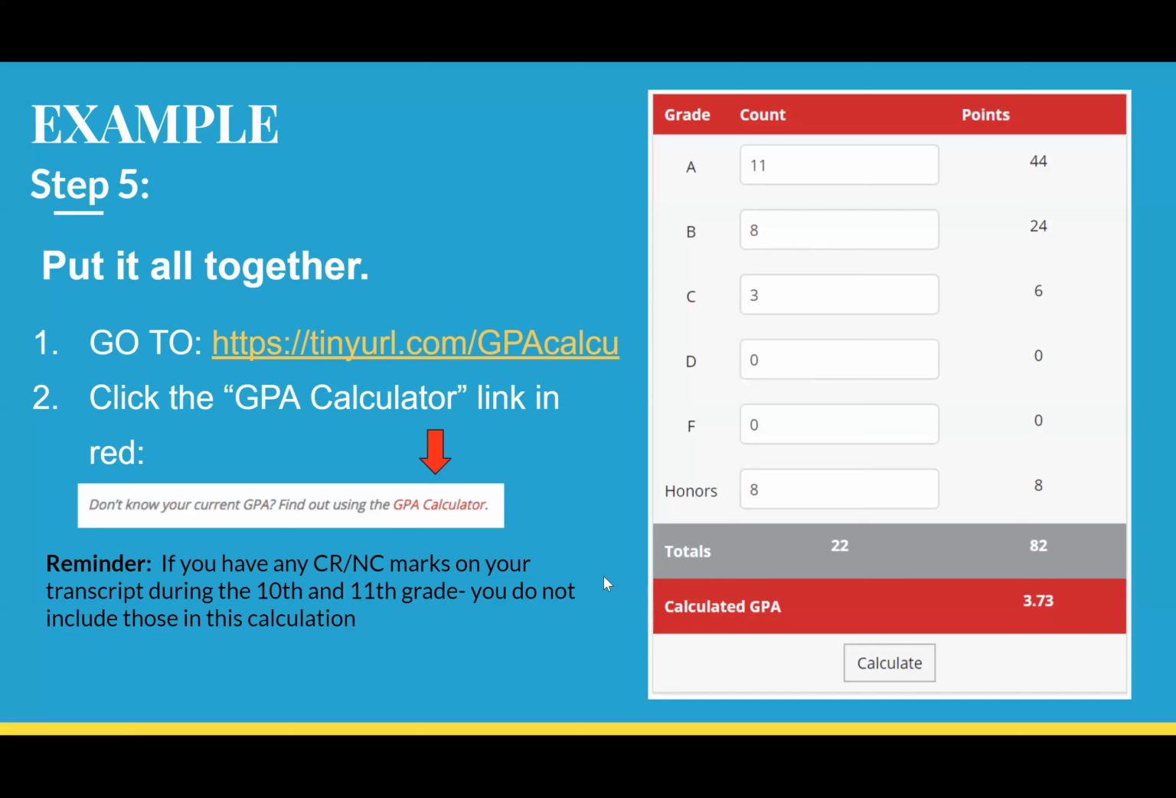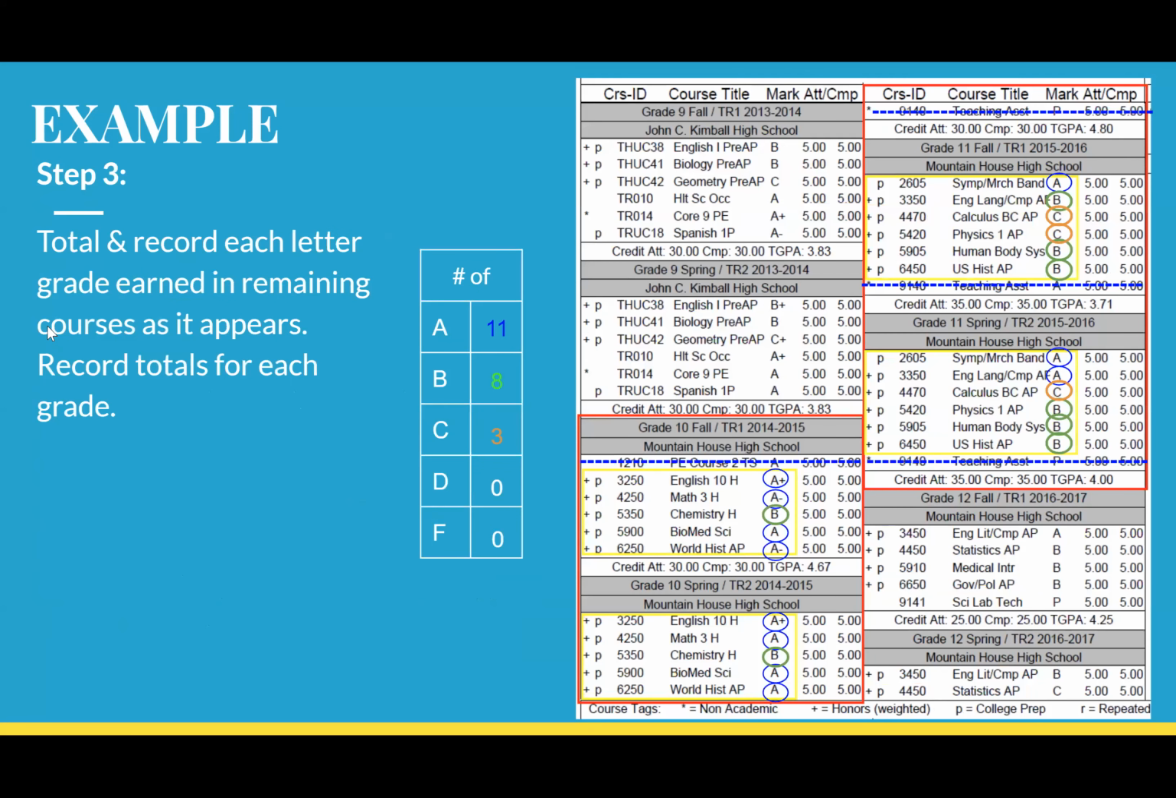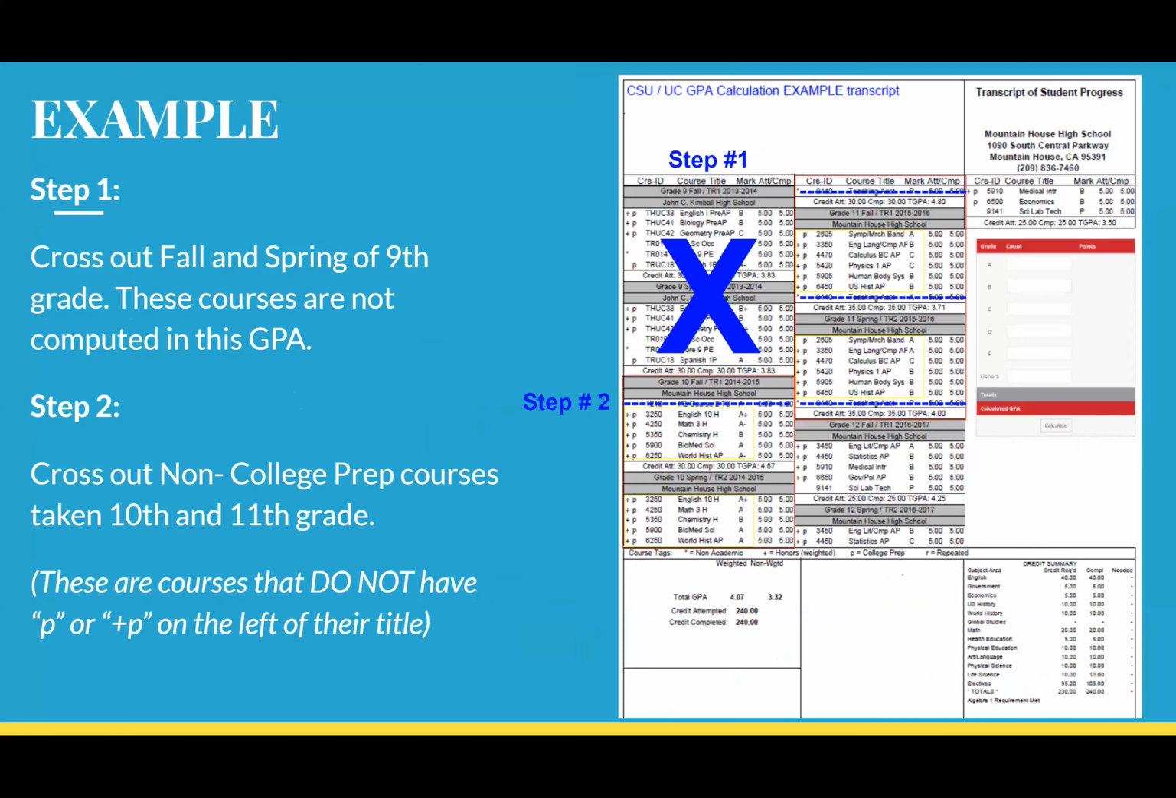I'm going to see if I can go over just this transcript one more time. So again, for those of you that came in late, we'll go over this transcript really quickly. For considering UC CSU GPA, we're crossing off freshman year because we're not considering freshman year for this GPA. That doesn't mean they're not going to look at the courses taken in freshman year. It's just not in the specific GPA that UCs and CSUs look at.